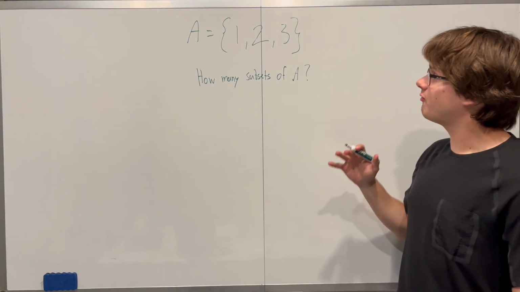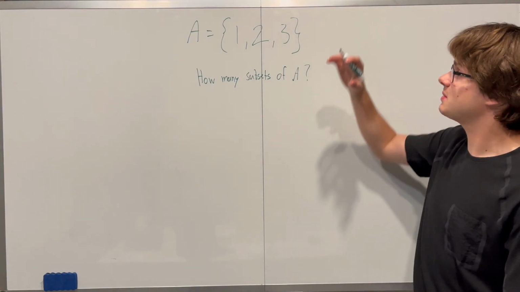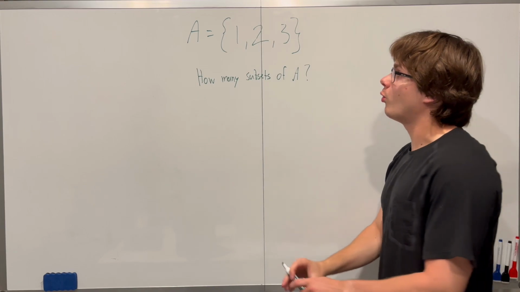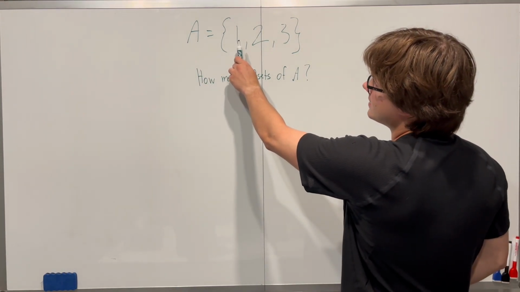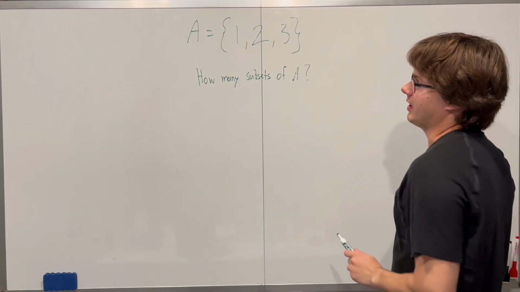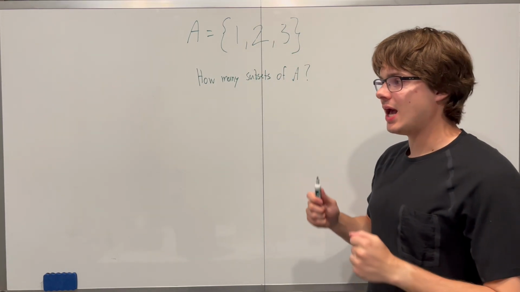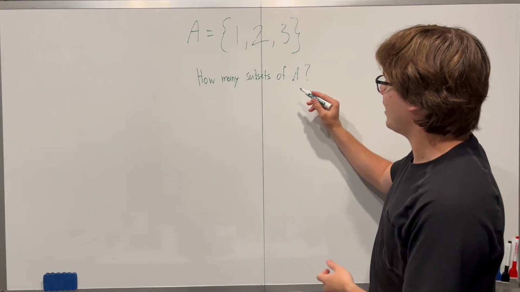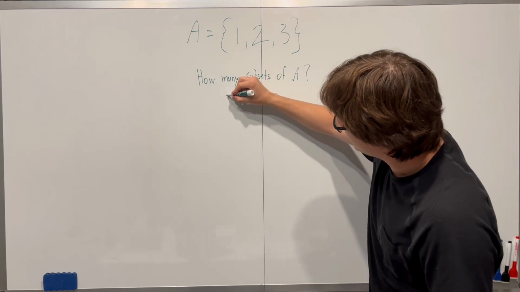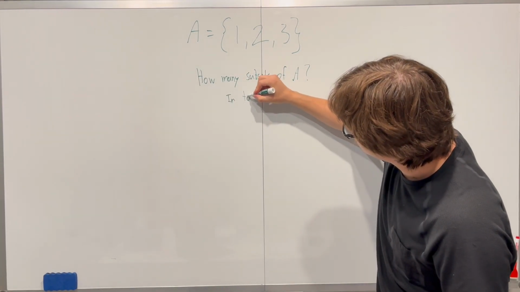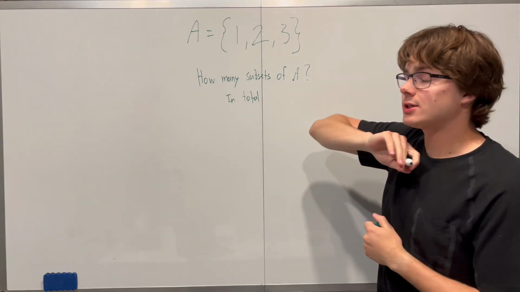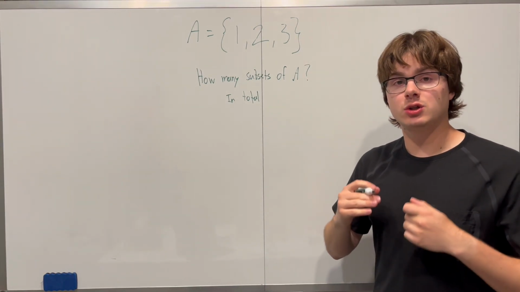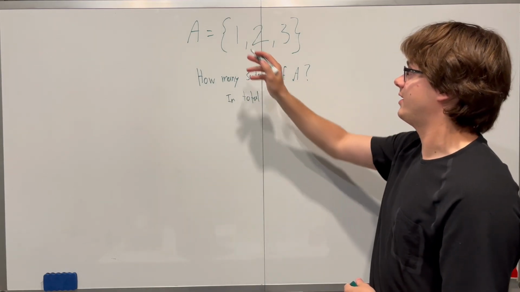Okay, so our very first counting problem is going to be this very simple problem. We're given a set A. The set A contains elements 1, 2, and 3. And we're going to ask ourselves, how many subsets of A are there in total?